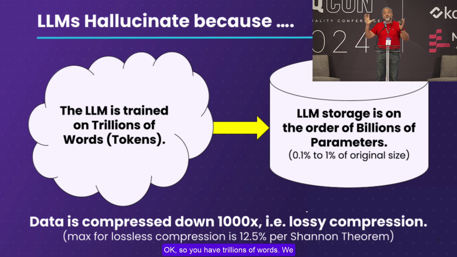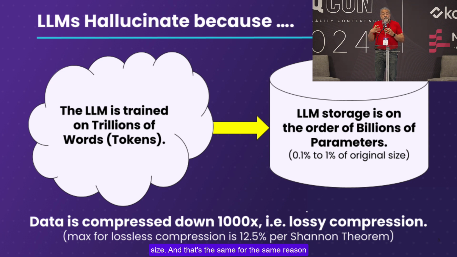So you have trillions of words, we call them tokens, as you know, coming in for the training. And then we compress them into the weights and parameters of the model. The model size tends to be on the order of billions of parameters. And there is research out there that shows a parameter can store roughly about 2 bits or 3 bits of information. So this means that we're compressing down the data to 0.1% of its original size for the average model. For the bigger models like GPT-4, it's being compressed down to 1% of its original size.